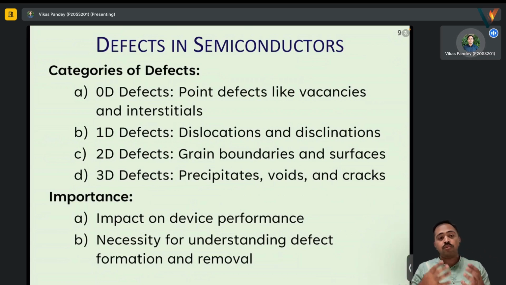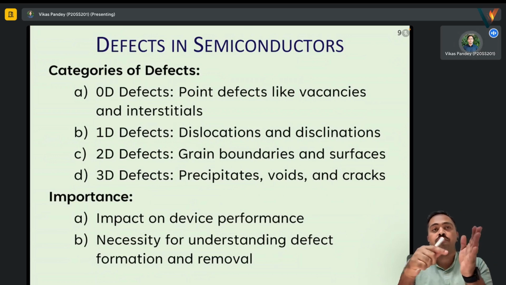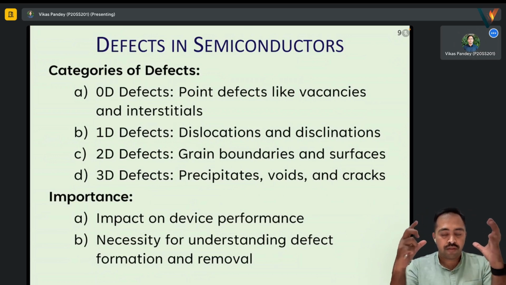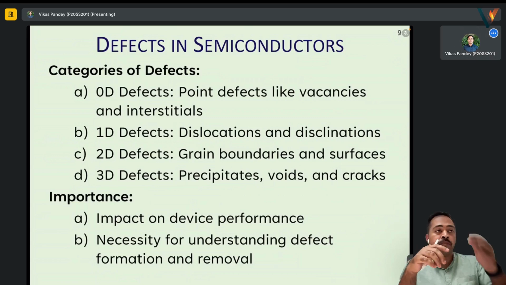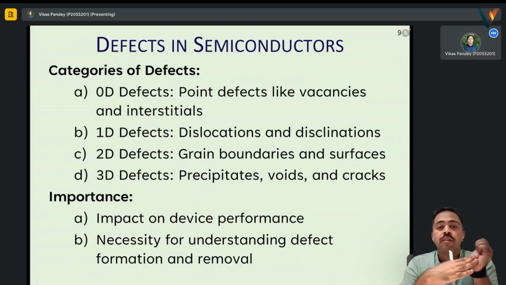Okay, so similar to that, a 1D defect is something that is creating a line kind of pattern, a line kind of irregularity. Then comes 2D defect, that is grain boundary and surface. That means a surface kind of defect, like the whole crystal has some irregularity at a specific plane, that will be grain boundary and surfaces. These are two-dimensional defects. Then three-dimensional defects are precipitates, voids, and cracks.